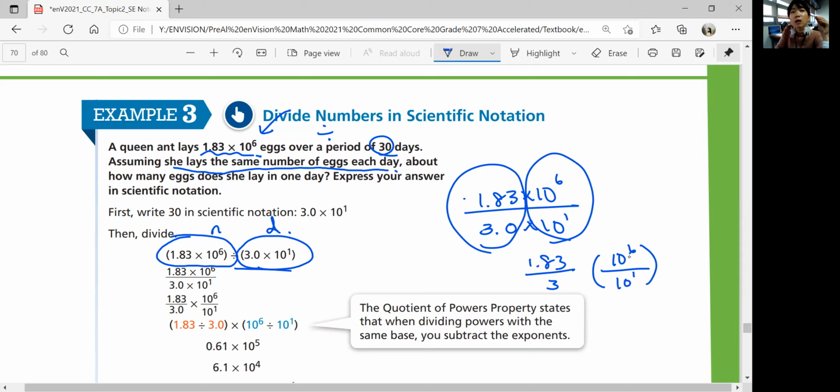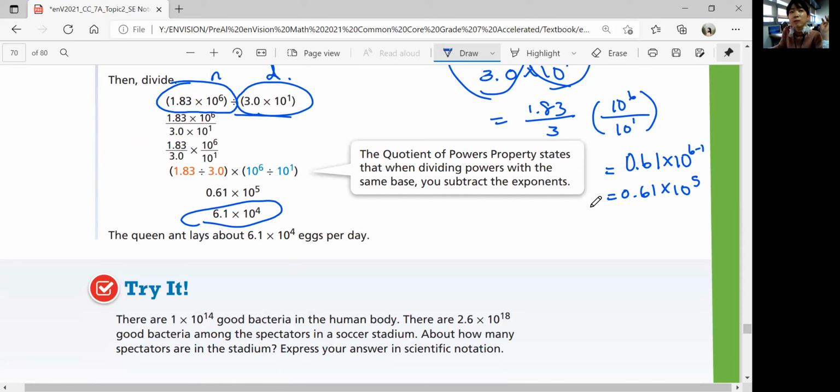What's the quotient property of powers for exponents? You can subtract the powers when they have the same base and they're divided, right? So you will have about 0.61 times 10 to the 6 minus 1. And is that in scientific notation? No. Move your decimal place to get your final answer, which is 6.1 times 10 to the fourth power. All right, the queen ant lays about 6.1 times 10 to the fourth eggs per day.